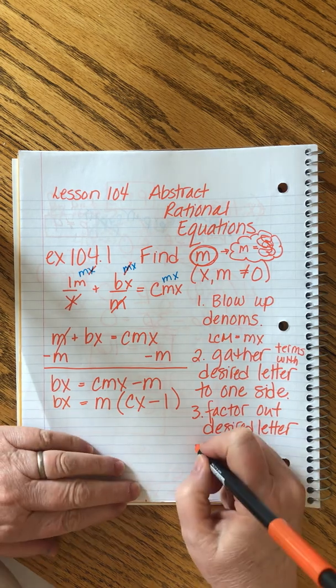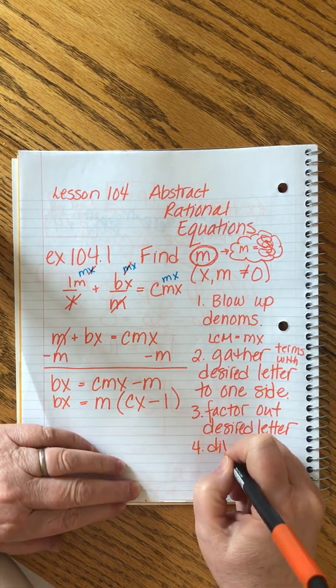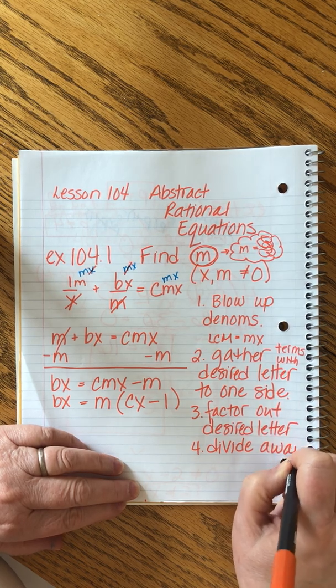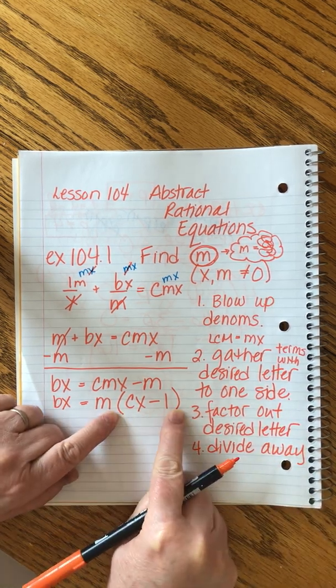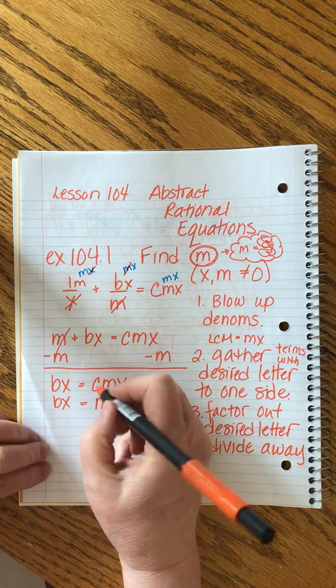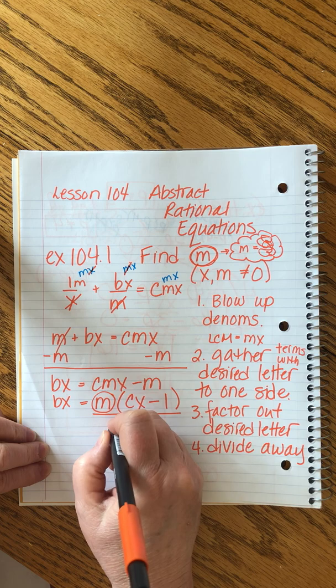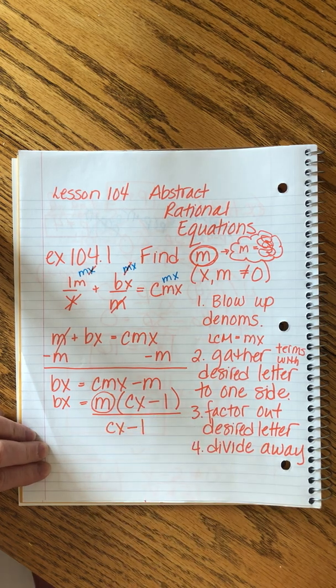Now, we're going to divide away this cx minus 1, we don't want it. We want the m by itself. We want this cx minus 1 to go away. So we just divide by it.